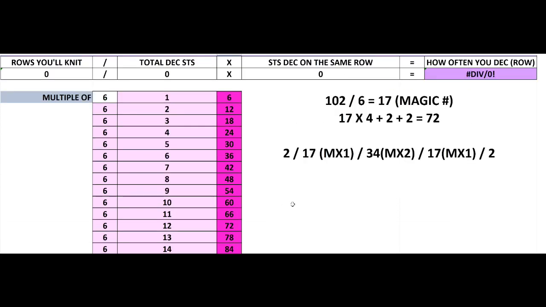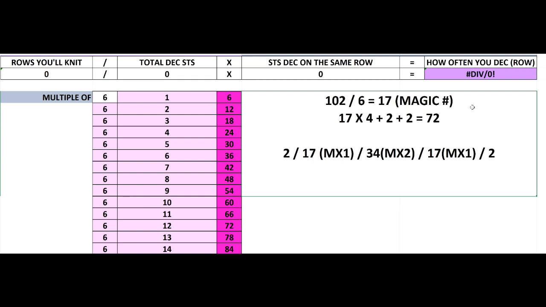102 divided by 6 is 17. This is the magic number or base number. And now you have to do this: 17 times 4. What is 4? Right here, magic number times 1. This is your sleeve, and you have 2 sleeves. So magic number times 1, and right here, magic number times 1. And magic number times 2 is your back part.